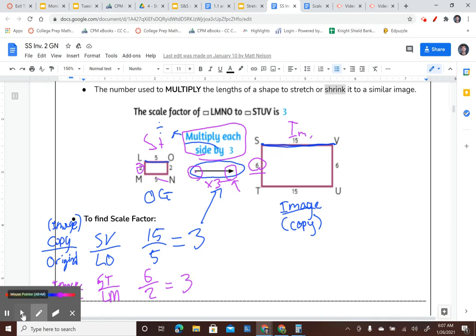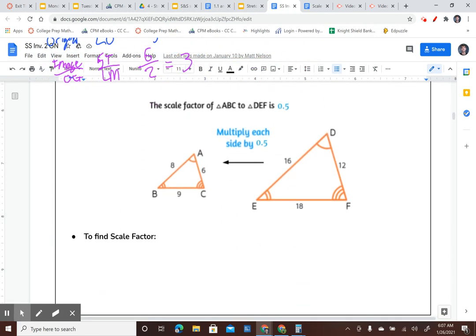All right, let's go ahead and scroll down. All right, so here it explains how the scale factor is 0.5. And so you're like, wait, but our shape is getting bigger, right? But notice the arrow, it starts here. So this is going to be the original. And then my arrow ends over here. So this is going to be my image.